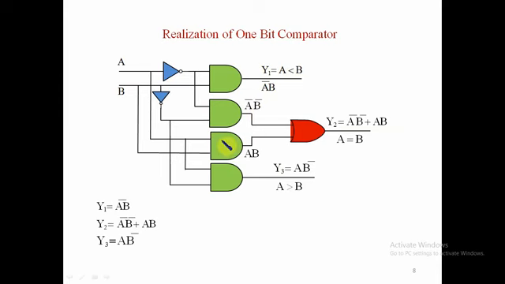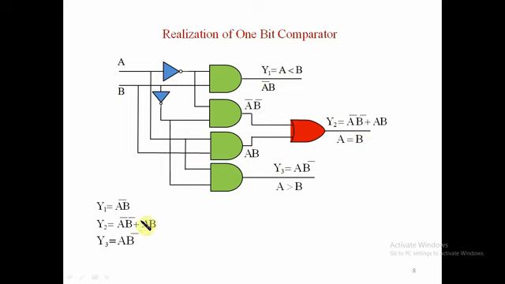Similarly for the second equation, the last cell is a and b, so we connect a and b directly, giving a b. It is connected with an OR gate. We get the equation a bar b bar plus a b. That is the y2 equation, for a equal to b.